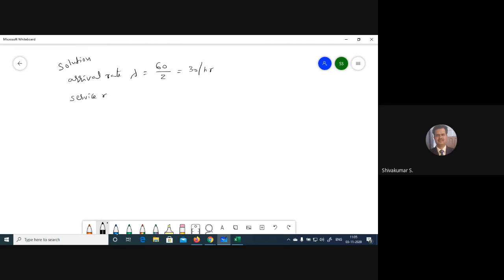Next, service rate. Service rate, that is mu, is equal to 1 minute per customer, so 60 by 1, that is equal to 60 per hour. This is the service rate.